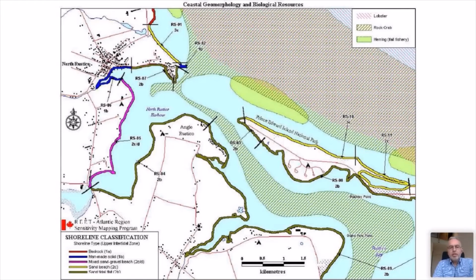So each coastal line, you see different colors. You see purple, blue, and green. All of these lines represent a particular shoreline type. So everything is identified in advance. So you don't even have to go in the field. It's all been done before.